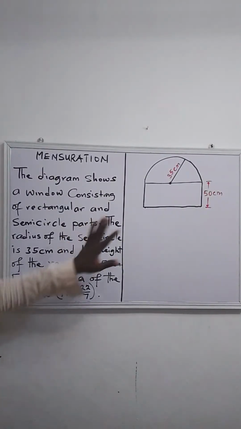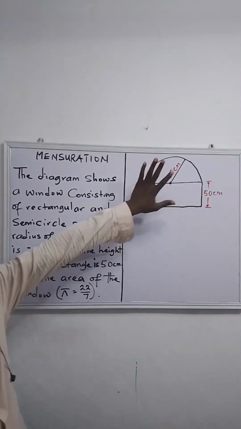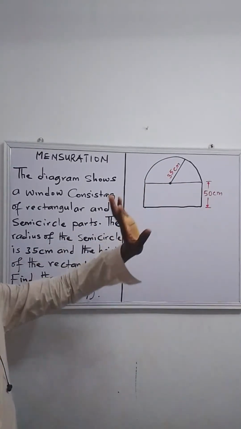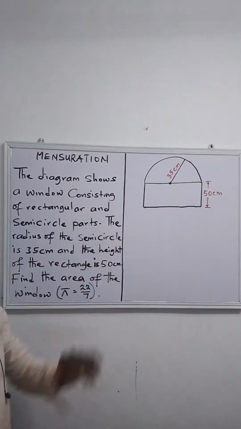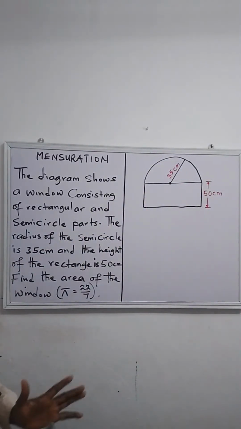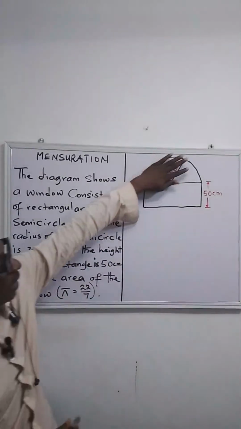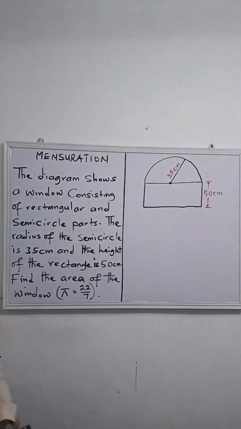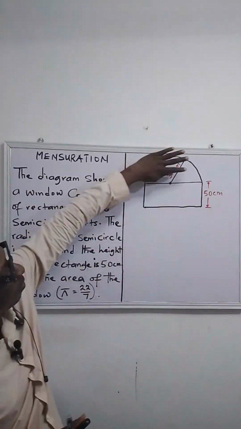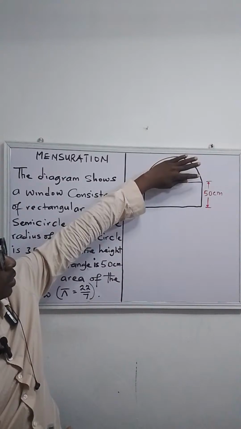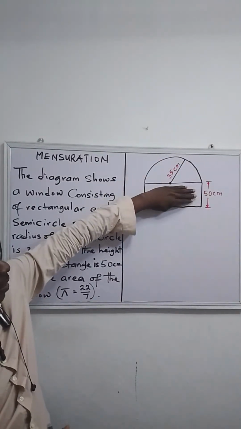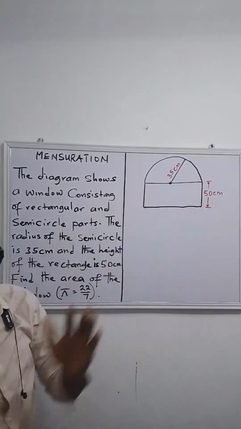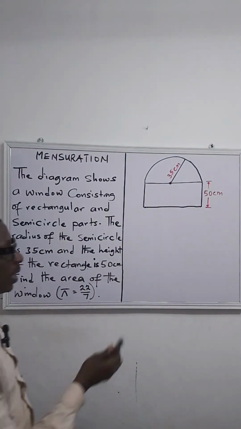All right, so now you can see the window here. The window is made up of two plane shapes. Now we have the semicircle and a rectangle. So how do we get the total area of this plane shape? The first thing to do is find the area of the semicircle, and also find the area of the rectangle, and add everything together. Can we do that?